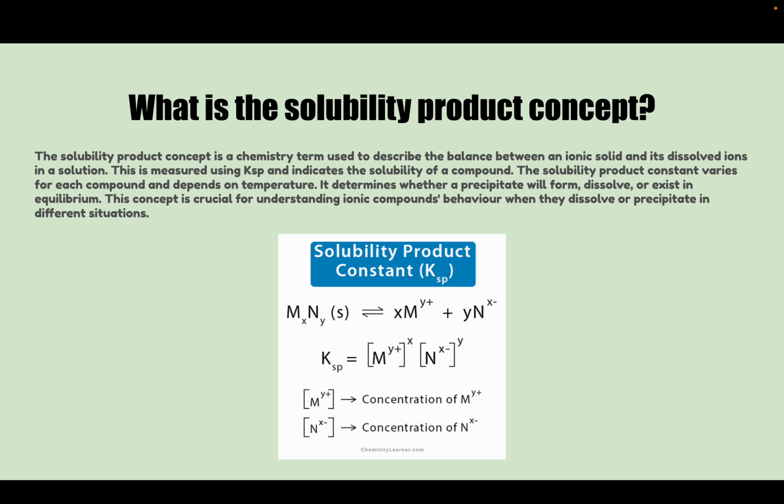This is measured using Ksp and indicates the solubility of a compound. The solubility product constant varies for each compound and depends on the temperature. It determines whether a precipitate will form, dissolve, or exist in equilibrium. This concept is crucial for understanding ionic compounds' behavior when they dissolve or precipitate in different situations.